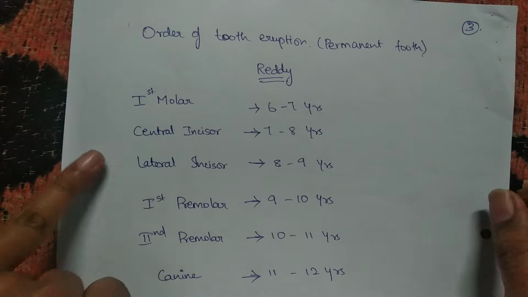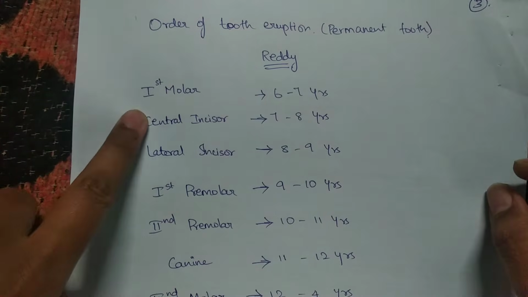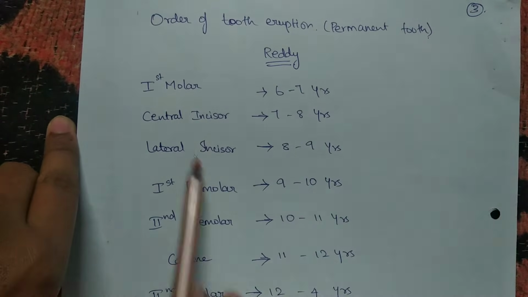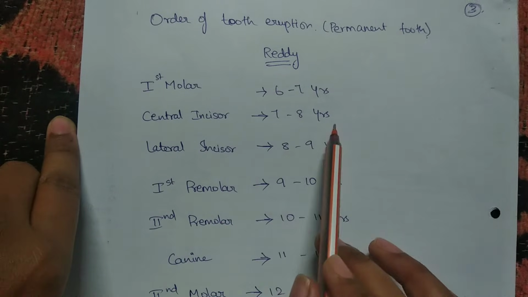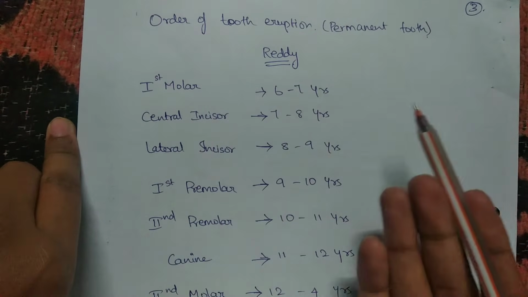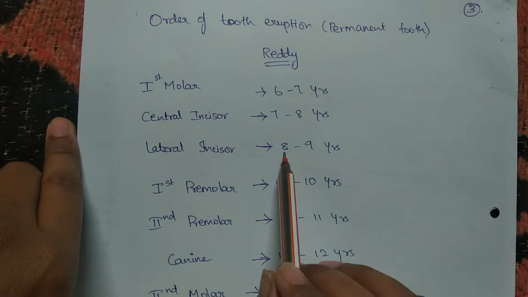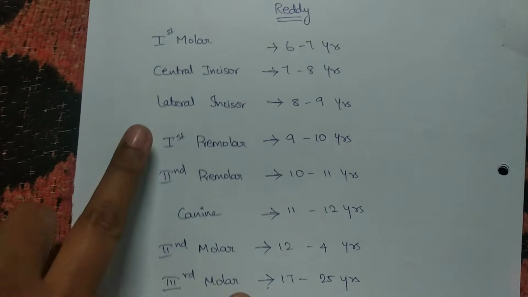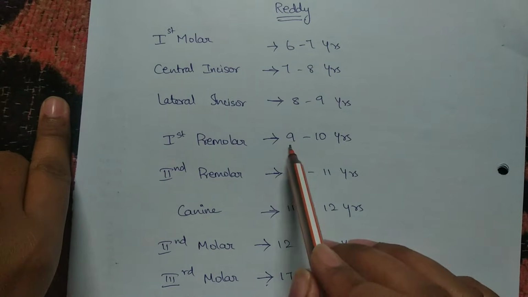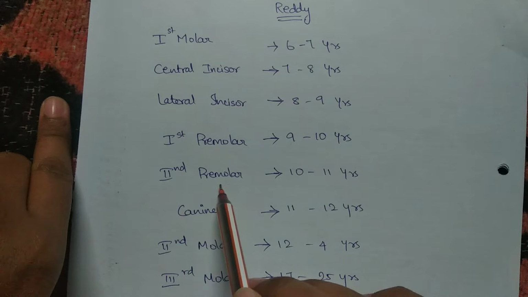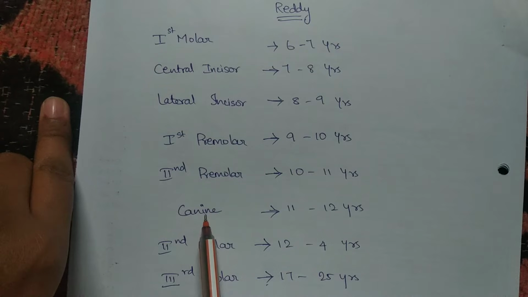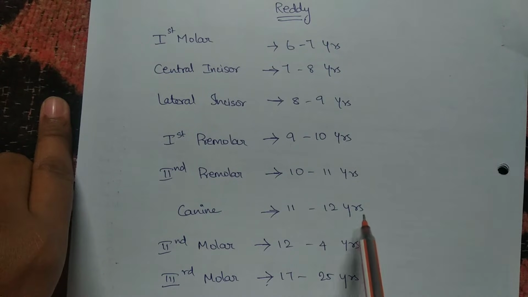The first tooth to erupt is the first molar. First molar will erupt at an age of 6 to 7 years. Then central incisors at 7 to 8 years. After the eruption of central incisors, lateral incisors will erupt after the fall of that temporary tooth, at 8 to 9 years. After lateral incisors, first premolar will erupt, around 9 to 10 years. Second premolar eruption will occur at 10 to 11 years, and after that canines will erupt at 11 to 12 years.